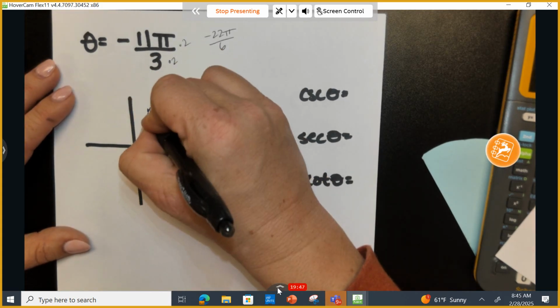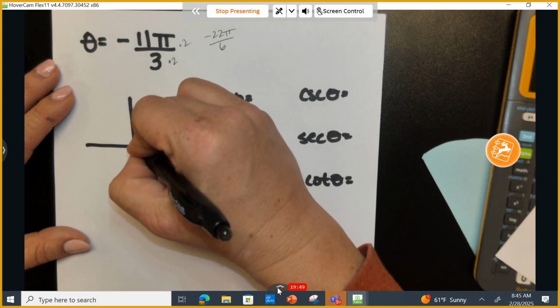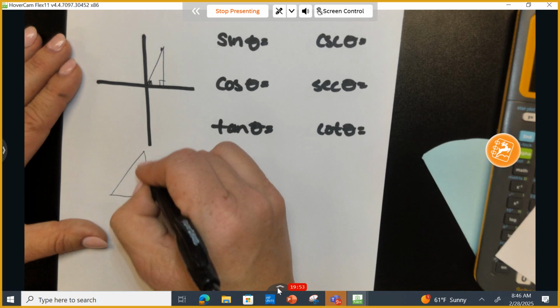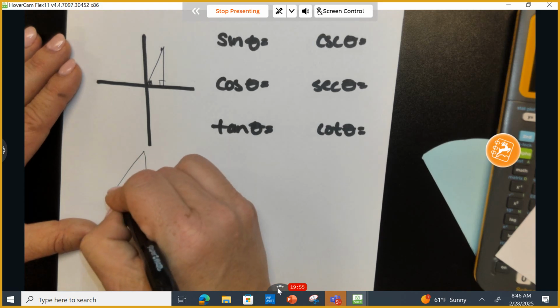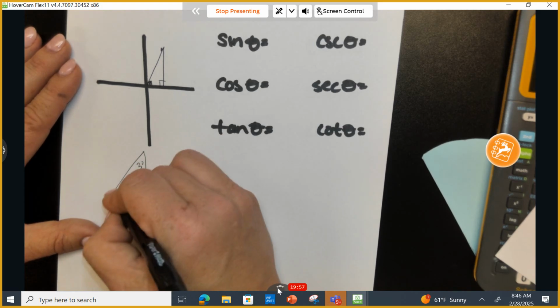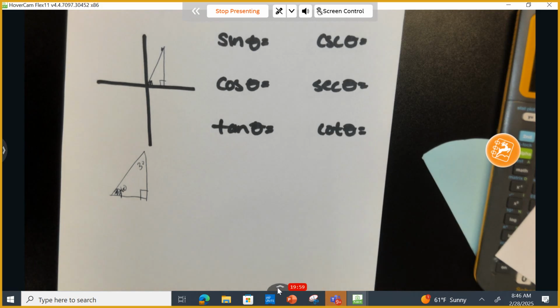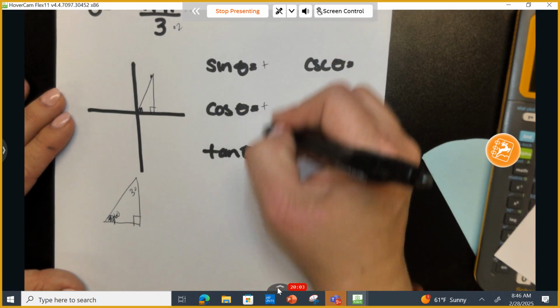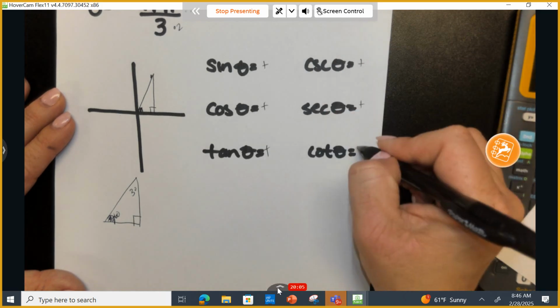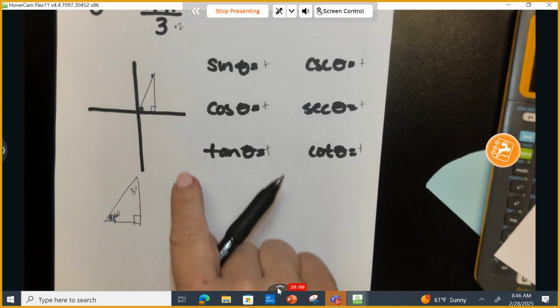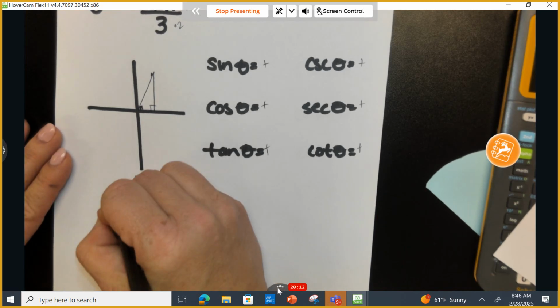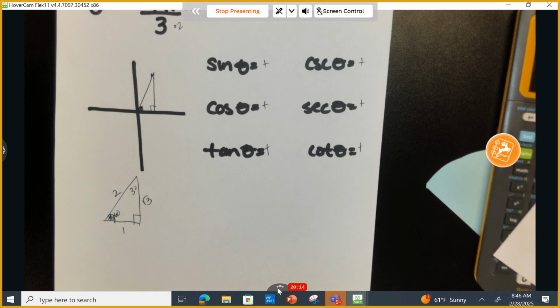Go straight back to the x-axis, and this interior angle is what I'm always going to evaluate. This is 60 and 30. It's that interior angle. We just landed in quadrant 1. What are all of these going to be? Positives. Okay, we also need to go back and write this down. Opposite of 60 is the square root of 3, opposite of 30 is 1, and opposite of 90 is 2.